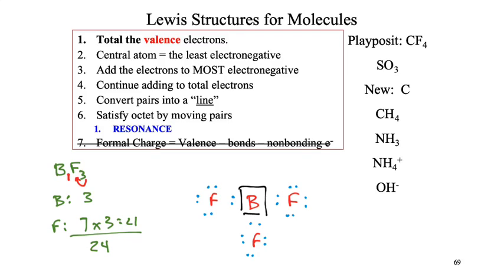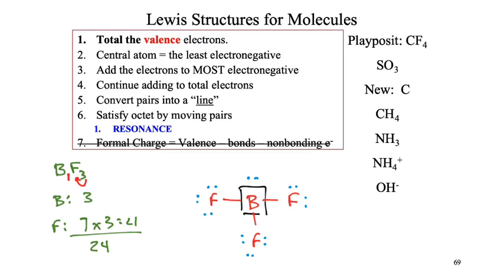Don't start freaking out about it yet. We aren't to that rule. We've added till our total electrons, convert pairs of electrons into a line to represent the bond. Bond, bond, bond. Satisfy octet by moving electrons. Okay? Just because somebody did this, they removed that pair of electrons on the fluorine to the far right and said, there we go, boron now has 8 electrons. Fantastic, you are absolutely correct. Your structure still sucks.